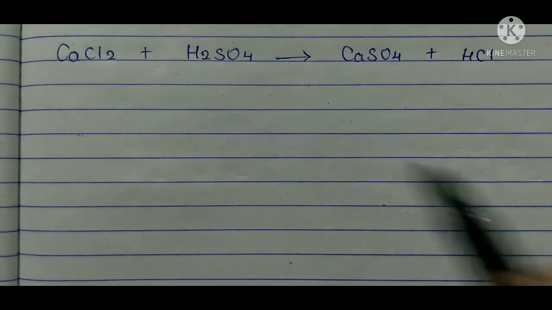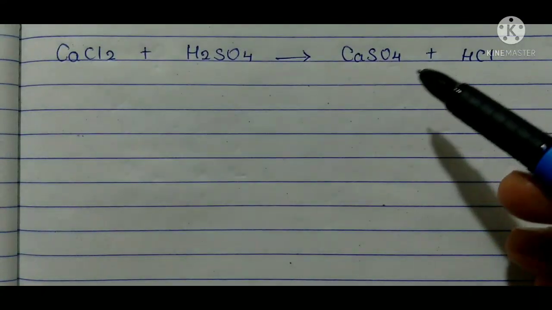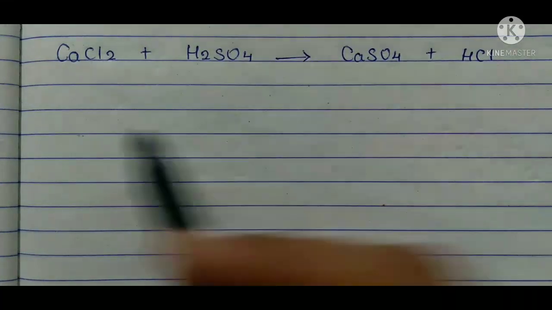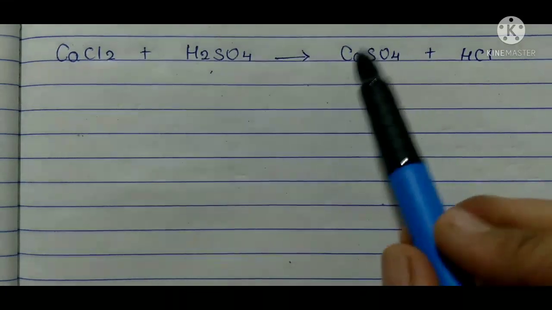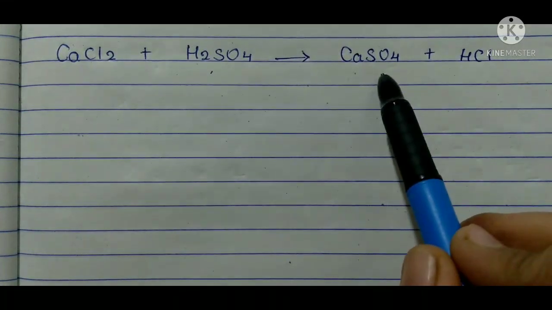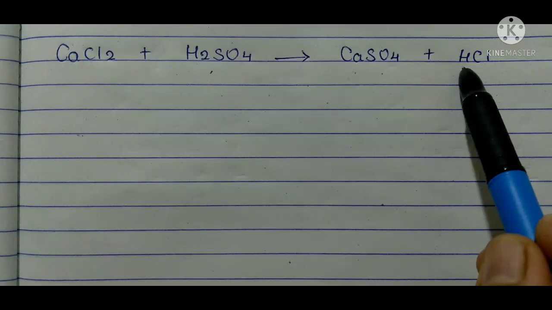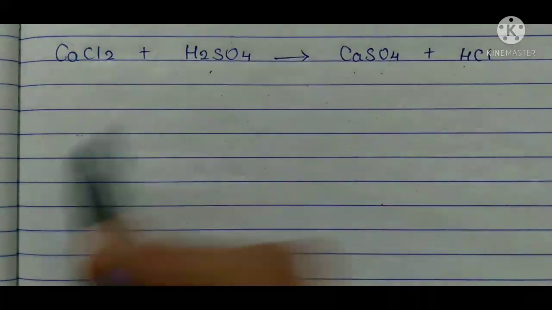Equation. Now I am not writing the word equation. I have directly written the molecular formula. Calcium chloride reacting with sulfuric acid, what will you get? Calcium sulfate and hydrogen chloride. Okay. Now here I have to balance.